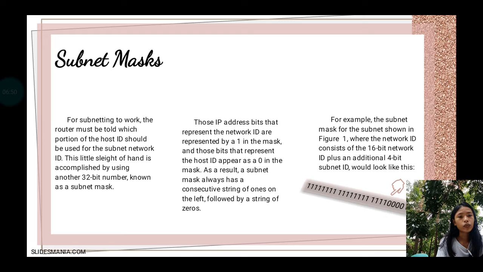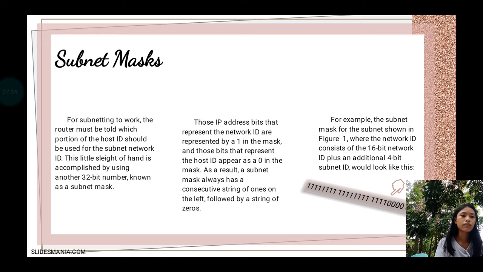For subnetting to work, the router must be told which portion of the host ID should be used for the subnet network ID. This little sleight of hand is accomplished by using another 32-bit number known as the subnet mask. Those IP address bits that represent the network ID are represented by a 1 in the mask, and those bits that represent the host ID appear as a 0 in the mask. As a result, a subnet mask always has a consecutive string of 1s on the left followed by a string of 0s.